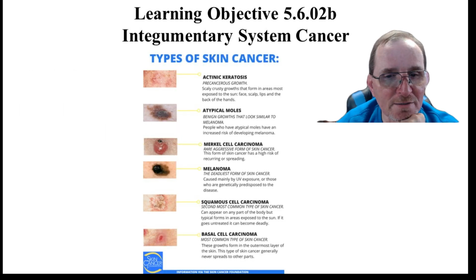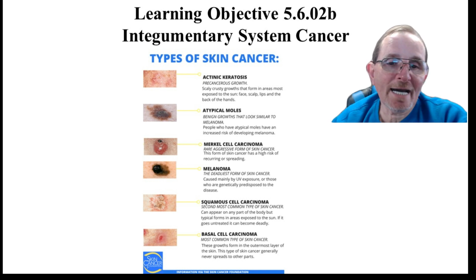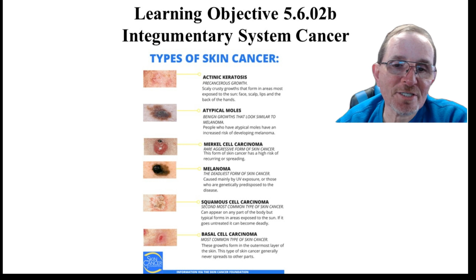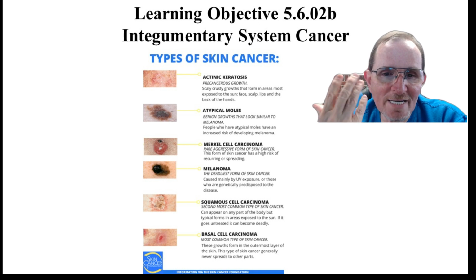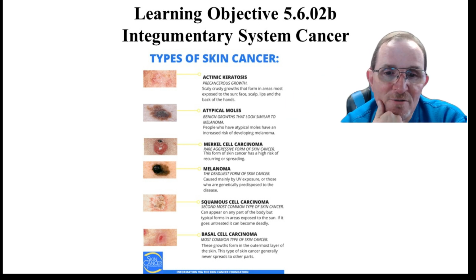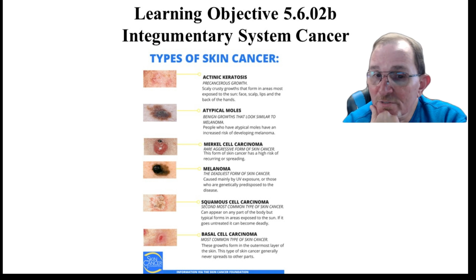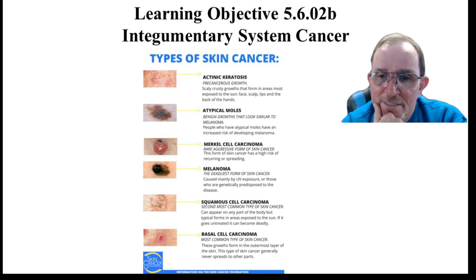Oh boy, those are too small right there. Okay, actinic keratosis, precancerous, scaly, crusty, gross, and it's going to be in the area that's most exposed to the sun. For most of us, that's going to be our face, scalps, ears, lips, back of the hands, and that's where you're going to see a lot of skin cancers. And of course, folks that wear short sleeves, it can be on their arms too.